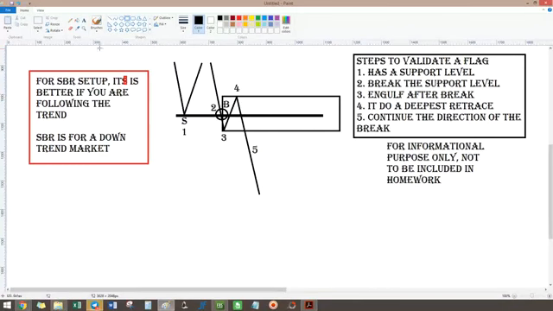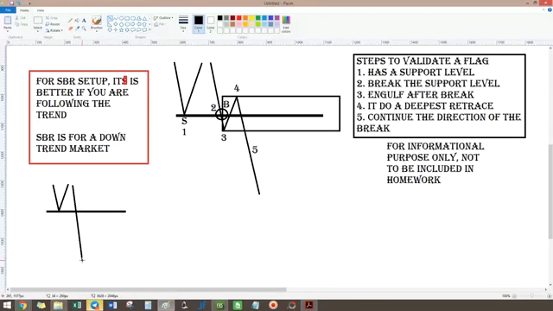So another one, another scenario. You have a support level. It breaks.